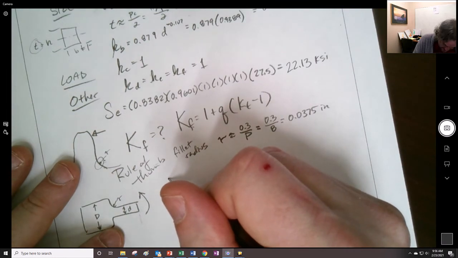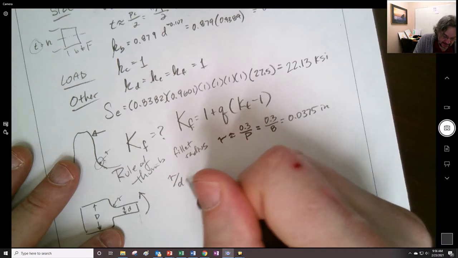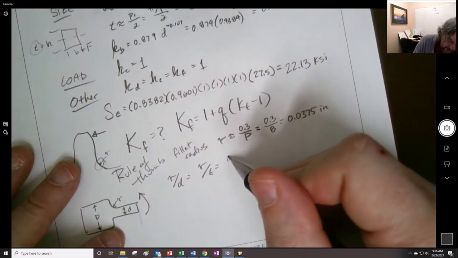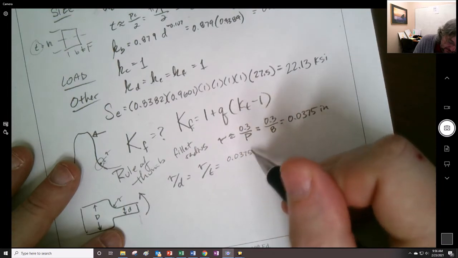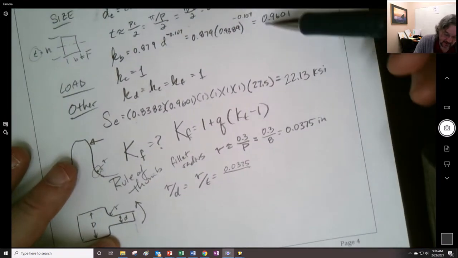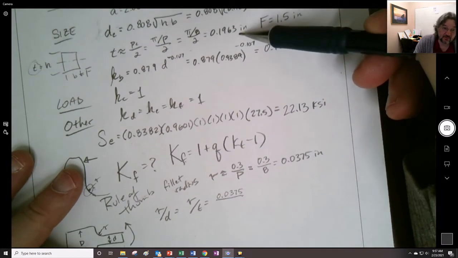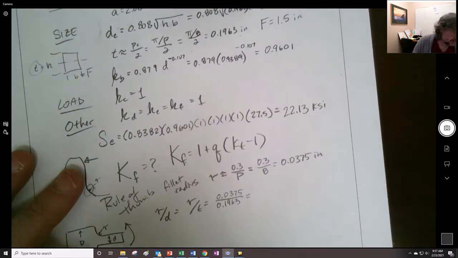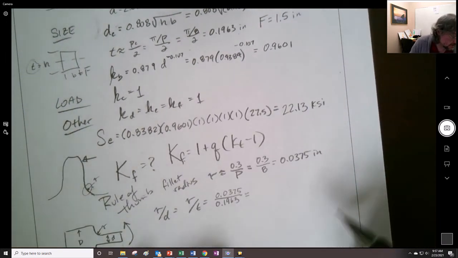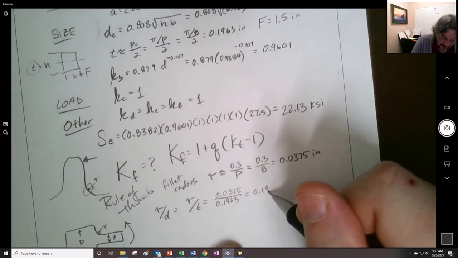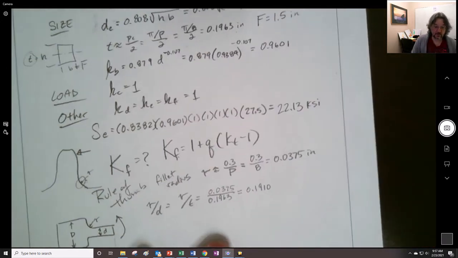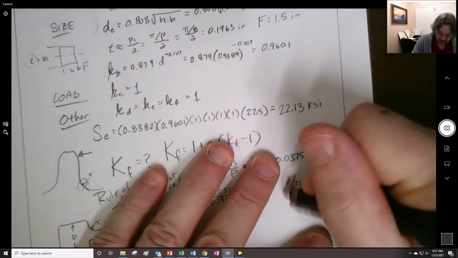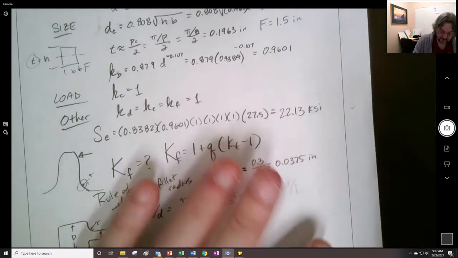So that radius to d ratio right here is really going to be our radius to thickness, which is going to be 0.0375 divided by the thickness that we calculated up above, or 0.1963, and so that's going to be 0.1910. So we're also going to use a D over d. Well, I think it's D over d. Big D over little d.